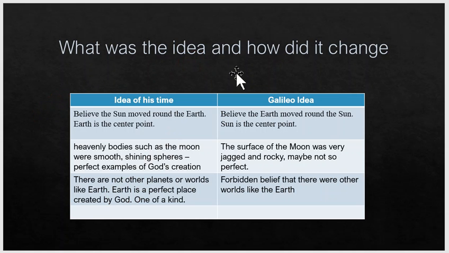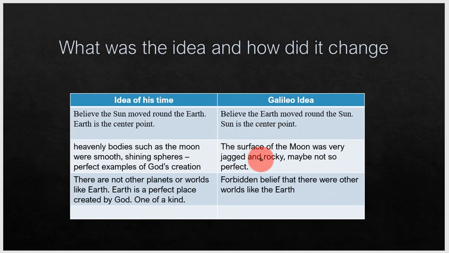So Galileo started to develop the idea that the Earth moved around the sun and that the sun is the center point. So you can see how this idea is completely changed. We're looking at the movement of the planets and the planetary bodies and how they move. The surface of the moon was very jagged and rocky and maybe not so perfect. So that's what he started to notice.